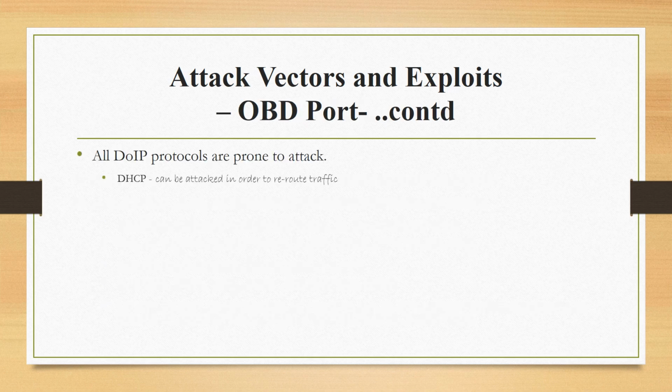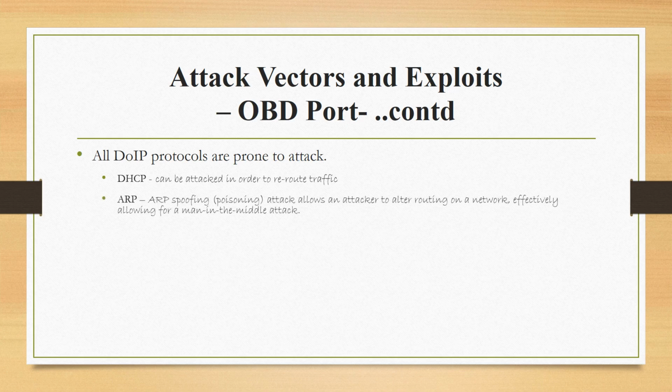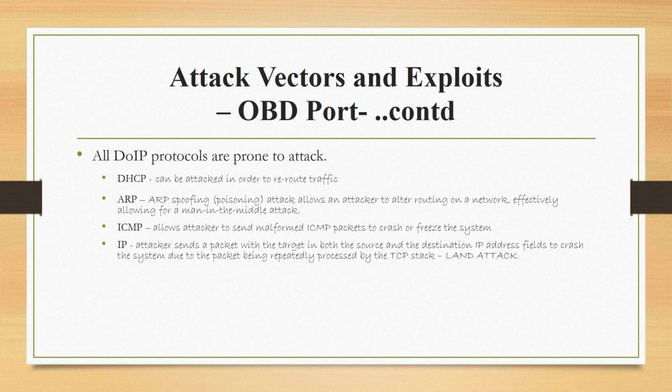All IP protocols are prone to attack. DHCP can be attacked in order to reroute traffic. ARP spoofing attack allows an attacker to alter routing on a network, effectively allowing for a man-in-the-middle attack. ICMP allows an attacker to send malformed ICMP packets to crash or freeze the system. With IP, an attacker can send a packet with a target in both the source and the destination IP fields to crash the system due to the packet being repeatedly processed by the TCP stack, called a land attack.